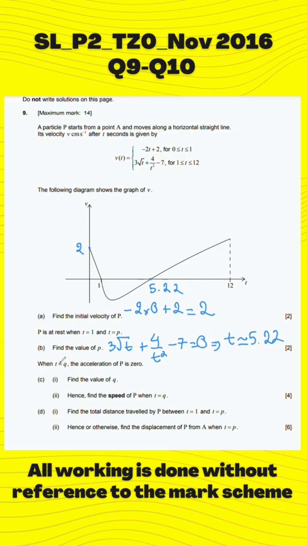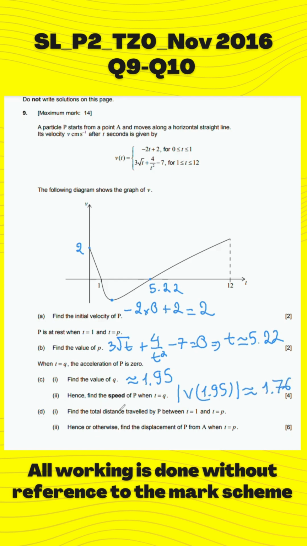When t equal with q, the acceleration of p is 0. So it will be the local minimum of the velocity, which is this point. So q will be nearly 1.95. Find the speed of p when t equal q. That means they ask for the absolute value of the velocity at 1.95. I will sub t with 1.95 into the second equation, and this will be nearly 1.76.